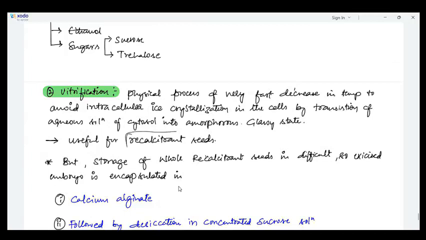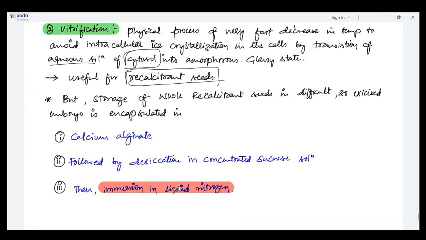This is particularly useful in the case of recalcitrant seeds. It is done by the transition of the aqueous solution of the complete cytoplasm or cytosol into an amorphous state. Once they are converted into this glassy or amorphous state, they cannot form ice. Taking the benefit of this, vitrification is done. If in the exam they ask you what vitrification is, it's just a physical process of very fast decrease in temperature, avoiding intracellular ice crystal formation. So this is what you can say.